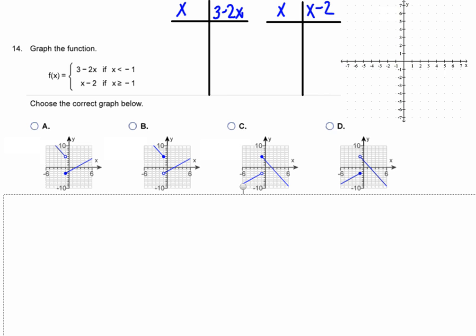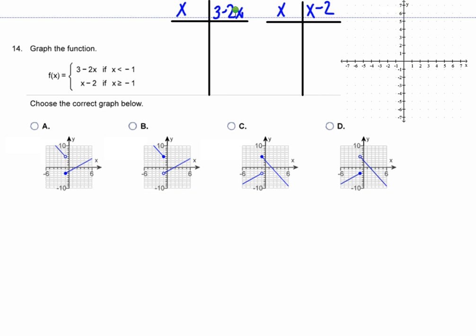Graph the function. What we have here is a piecewise function. And notice two things are going on at one time. We have 3 minus 2x if x is less than 1, and x minus 2 if x is greater than or equal to a negative 1.